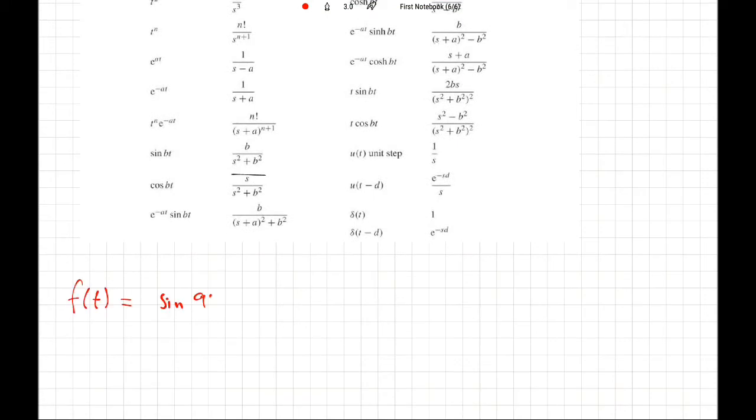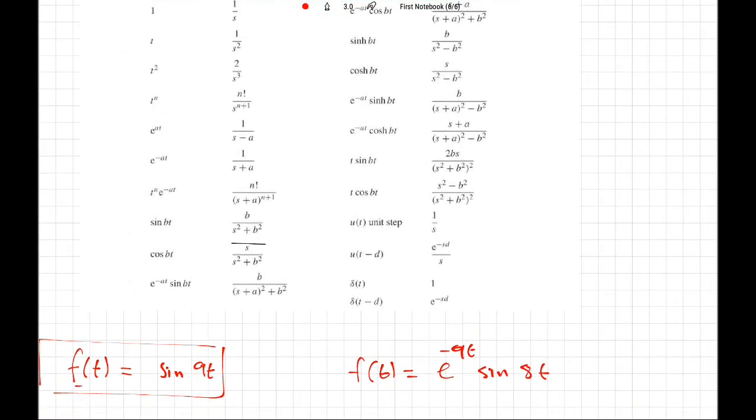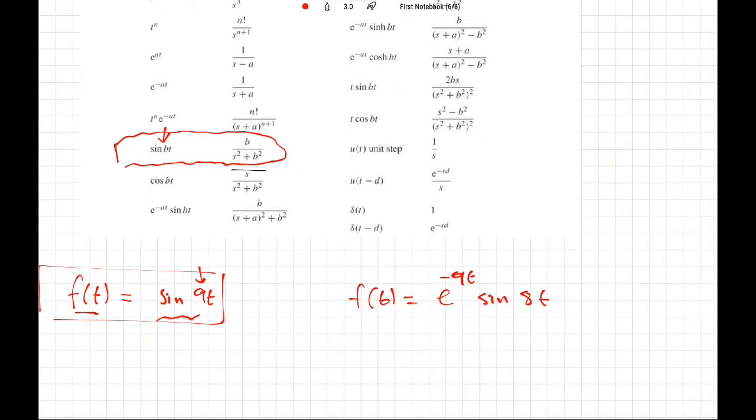Sine of 9t, and the second function is f of t, a combination, for example, minus 9t into sine of 8t. You can look at this table and see where you can find an f of t which is similar to this f of t. Here, the sine is similar to this. Now the b is the 9. So the f of s will be, just replace any b with 9. So 9 over 9 square, and here s square.